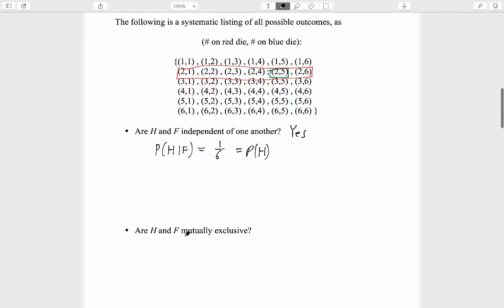Are H and F mutually exclusive? No, they are not mutually exclusive, because they can both occur, and the outcome 2 on the red, 5 on the blue, is the outcome that they have in common. So the answer here is no. Events can be independent, but not mutually exclusive.